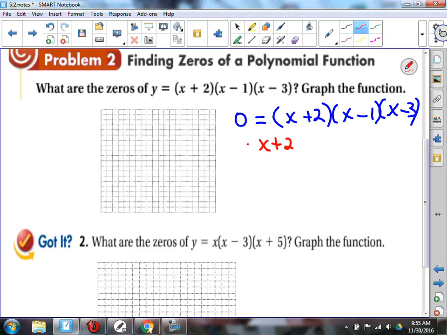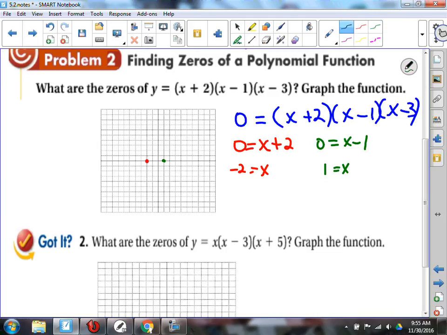X plus 2 is equal to 0. So that tells us x is negative 2. That tells us that on the graph, our x-intercept is going to be negative 2. Also, using the zero product property, we can see that 0 is x minus 1, which tells us that x equals 1, which tells us our graph has an x-intercept of 1. Sound like a broken record, don't I?